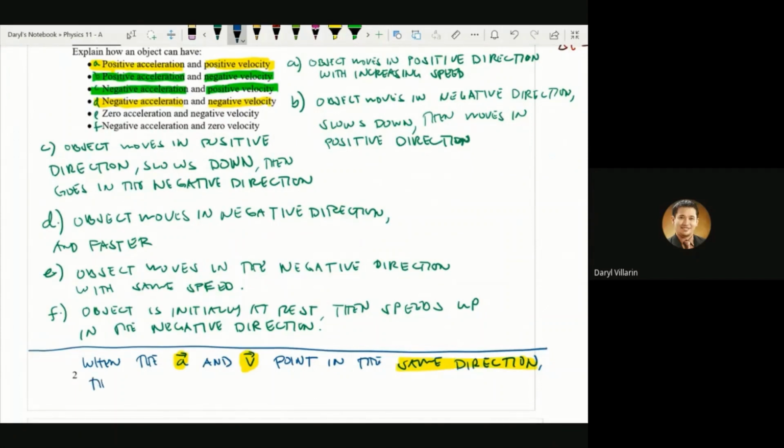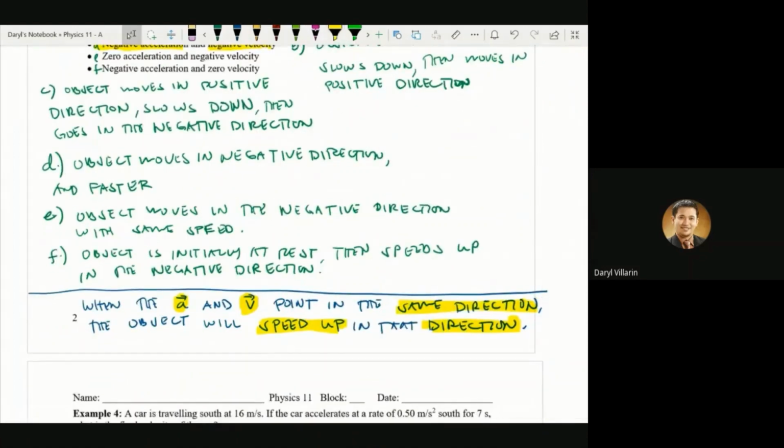the object will speed up in that direction. Okay, so that means that you should expect that the magnitude of your velocity increases. But for the direction part, it depends on the direction of your velocity. Again, that is the first case. You have the same direction of your velocity and the acceleration.